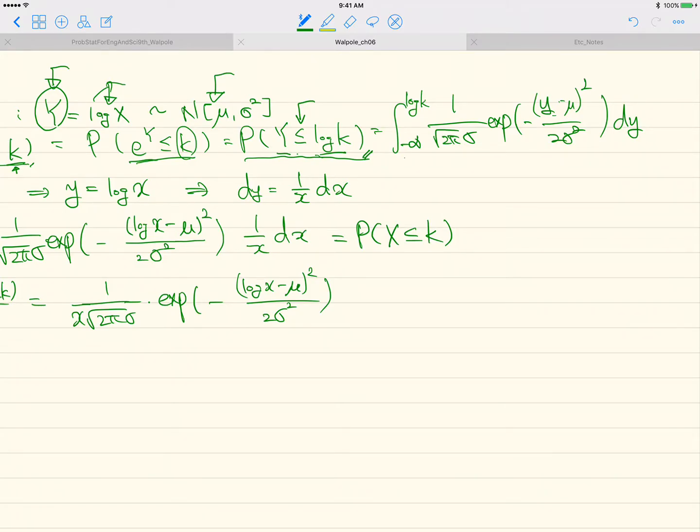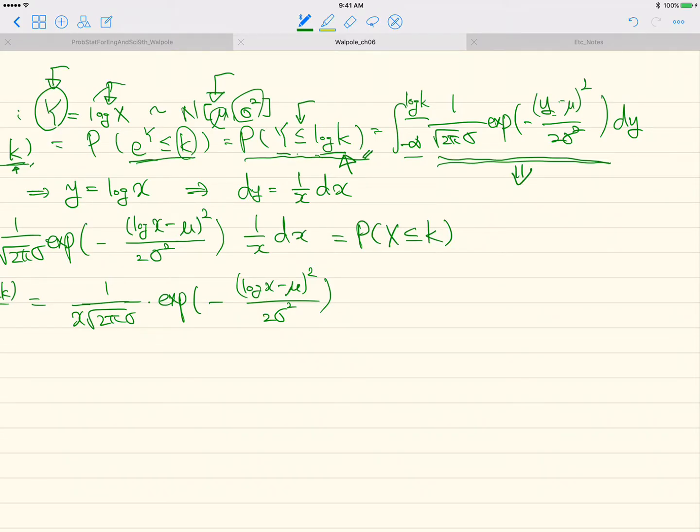So representing this cumulative distribution, we take the integral from minus infinity to log k, and then we put in the definition of the probability density function for the normal distribution. Again, y is following the normal distribution of mu and sigma squared. This is just the typical definition of the probability density function for a normal distribution, right?